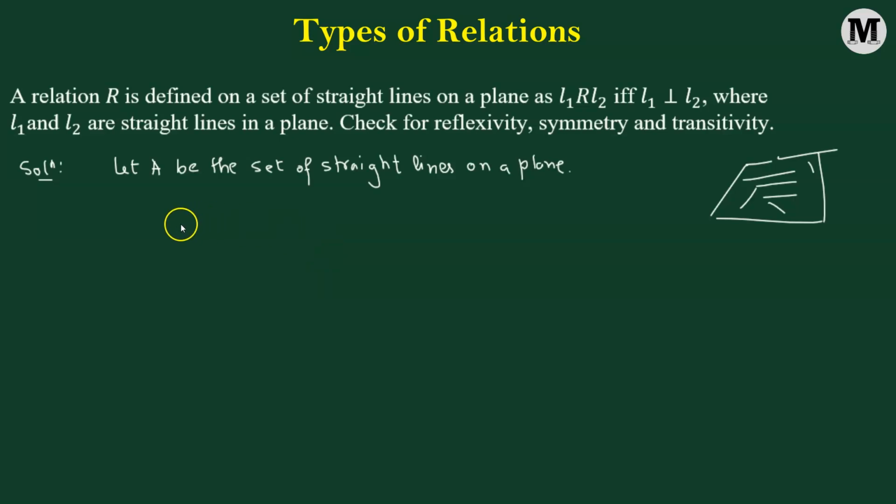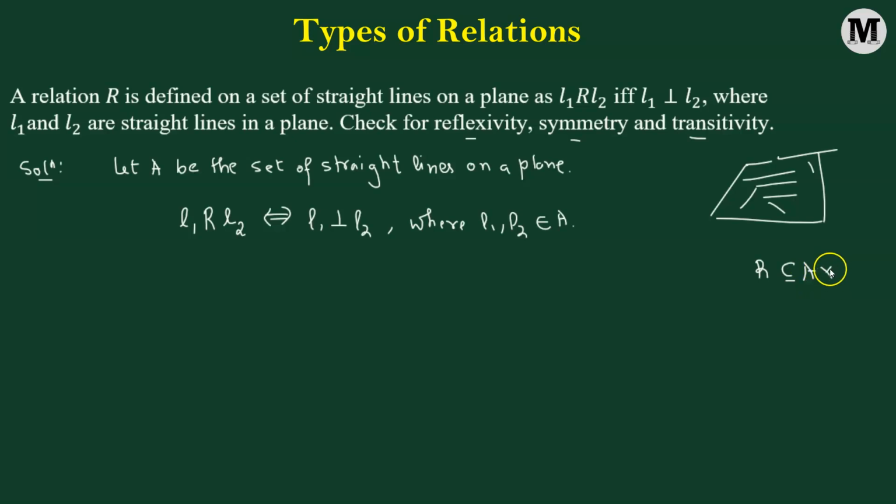So if we take two lines L1 and L2, L1 is going to be related to L2 if and only if L1 is perpendicular to L2. That means we're going to consider only those pairs of lines that are perpendicular to each other, where L1 and L2 belong to the set A. This is the relation given to us. Our goal is to check whether the relation is reflexive, symmetric, or transitive on the set A. R is a subset of the Cartesian product of A with itself.